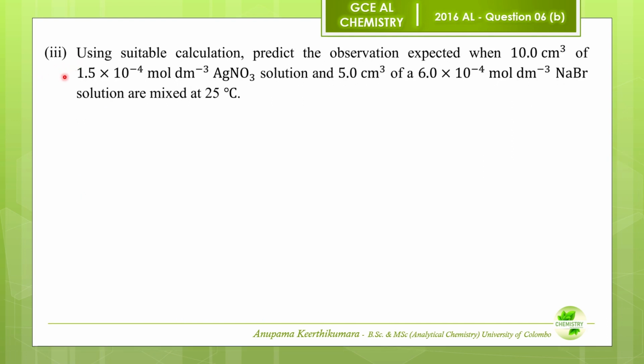Question number 3. Using suitable calculation, predict the observation expected when 10 cubic centimeters of 1.5 times 10 to the negative 4 moles per cubic decimeter silver nitrate solution and 5 cubic centimeters of 6 times 10 to the negative 4 moles per cubic decimeter sodium bromide solution are mixed at 25 degrees Celsius.